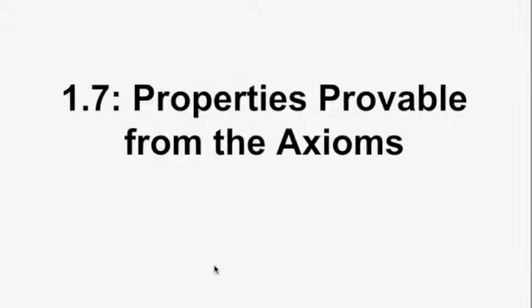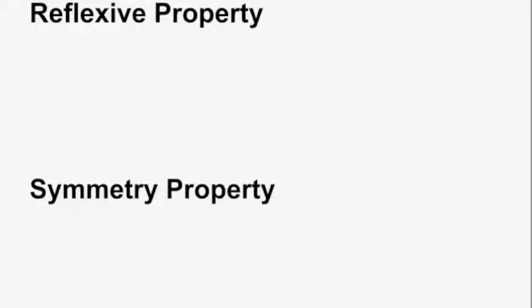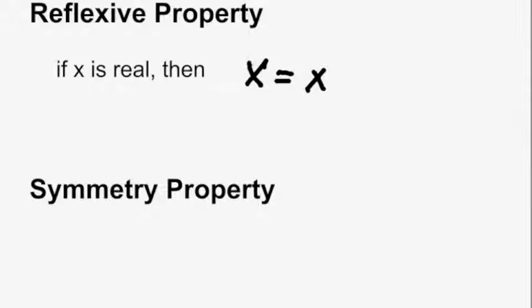Chapter 1.7 is on the properties that can be proved from the axioms. From the 11 field axioms, you can derive 4 more properties. So your first two are the reflexive property and the symmetry property. The reflexive property says that if x is real, then x will equal x, which should seem pretty self-explanatory. And similar for the symmetry property, where if x equals y, then y equals x.